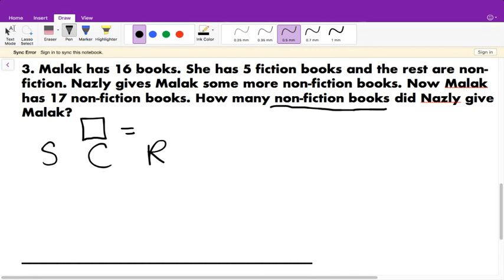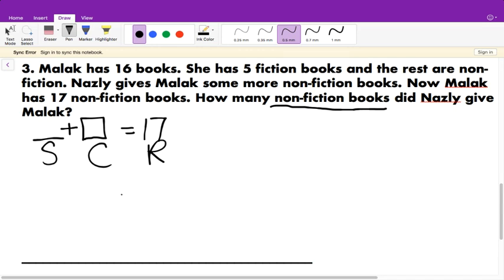Let's keep reading. She has 5 fiction books and the rest are nonfiction. Okay, so it hasn't told me how many nonfiction. So I'm going to draw a line here for the start because we don't have that information. Nasli gives Malik some more. So since she's getting more, we need to be adding this change. Now Malik has 17 nonfiction books. So she has 17 now. So now I need to find this start, just like our last problem. It is very similar to our last problem.